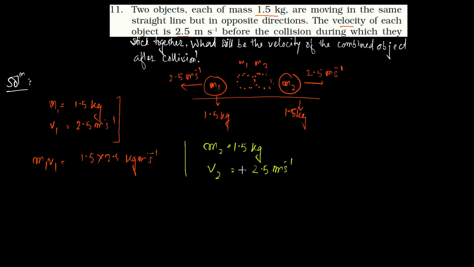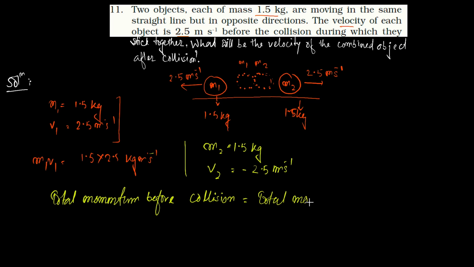So again, what we can write from the conservation formula? That total momentum before collision is equal to total momentum after collision, right? So now I have to put the values.